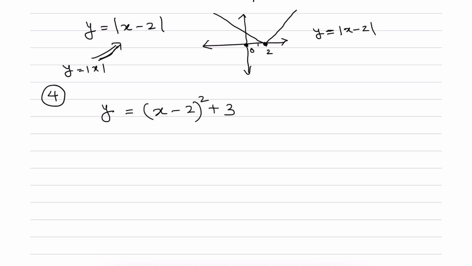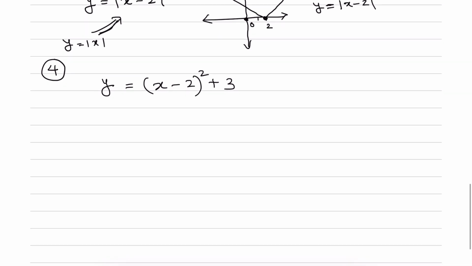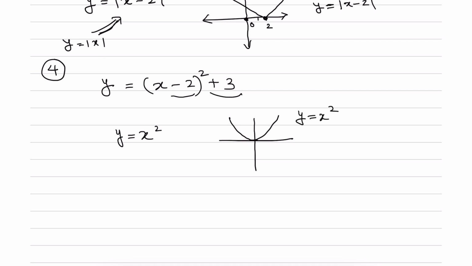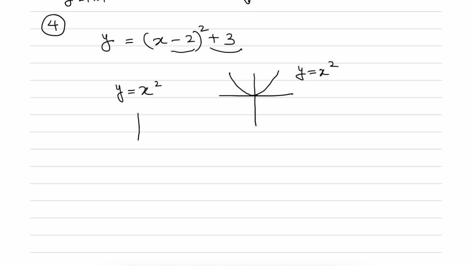By recalling all the translation of the graph rules that we have just understood, we can sketch this graph in different steps. So this is the base graph, and I know the shape of this graph, which is this. So now from here to here, we get to y equal to x minus 2 whole square. So how did we get from y equal to x square to x minus 2 whole square? By subtracting 2 from the variable x in this equation.